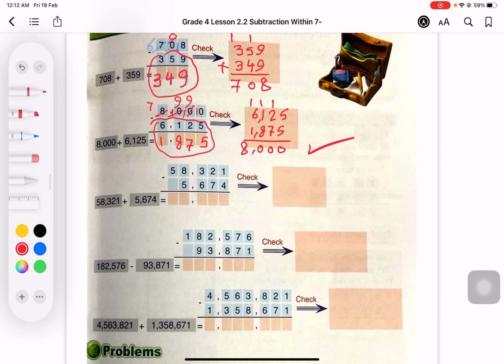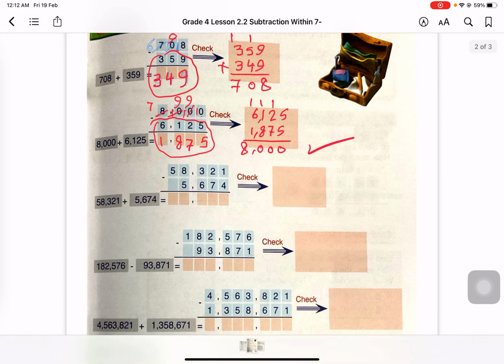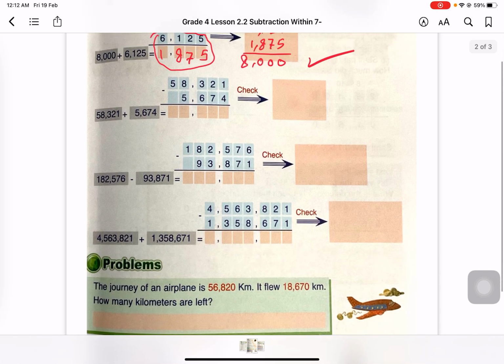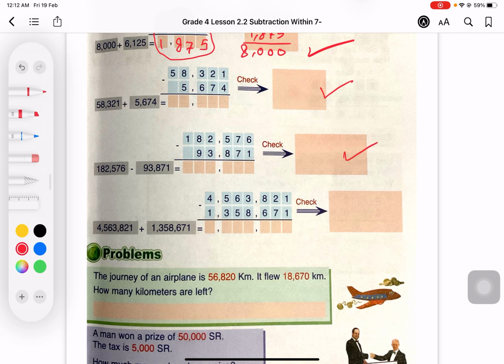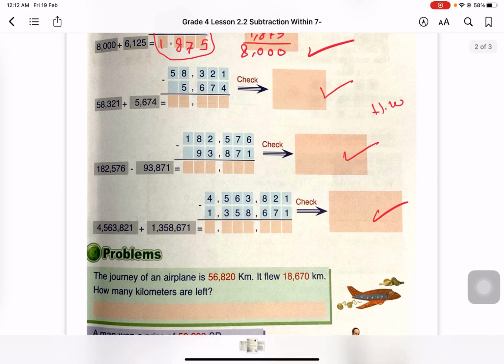Now you have here these questions, this one and this one and this one and this one. This will be homework for you. Okay, this page is page what? This page is page 13. So you have these three questions in page 13. Now let's go to the problem.